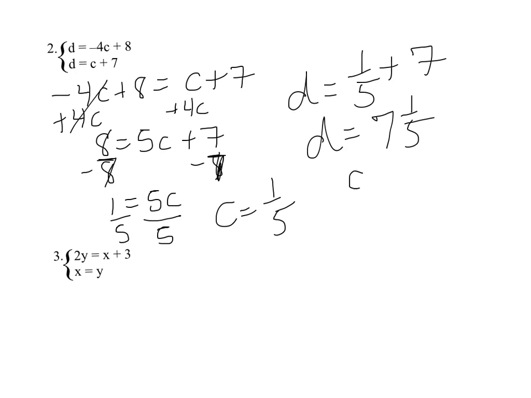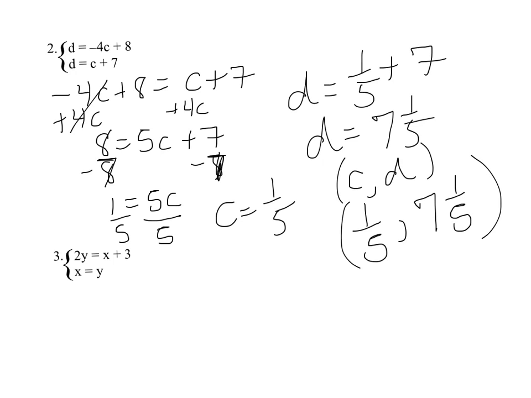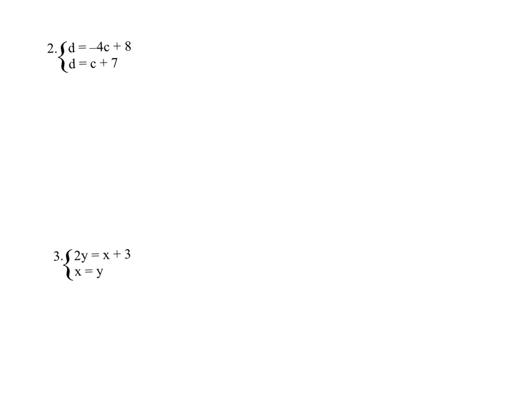Our ordered pair. If you've got different variables, go ahead and just put them in alphabetical order, unless you know that they mean something, which we'll get to later. So I'm going to get 1/5 and 7 1/5 is our solution. And all I've got to do now is check it. All right, moving right along.